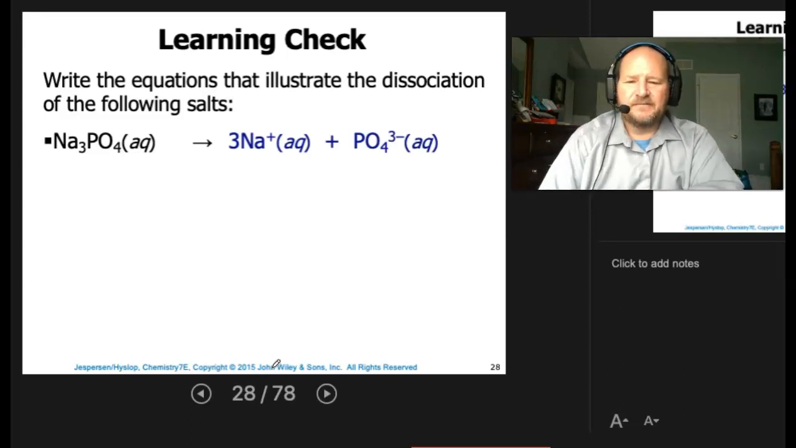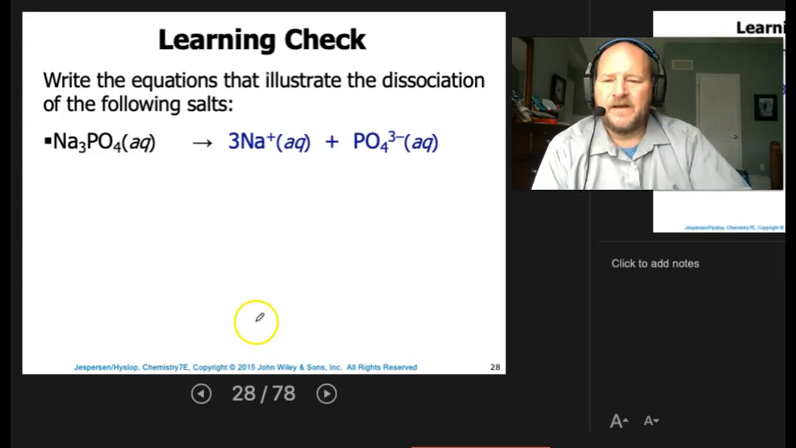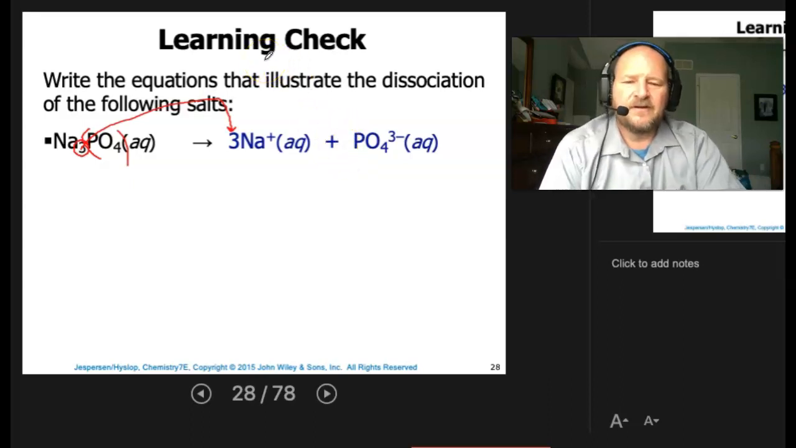3Na+ (aq) plus PO4 3- (aq). So notice what happens when we do dissociation. Our subscript for our ions becomes our coefficient. Okay. Now remember, this is a polyatomic, so that 4 stays intact with the oxygen. So we don't have 4 written as a coefficient out here. Let's give it another try.